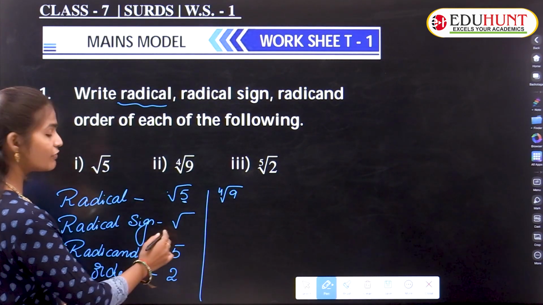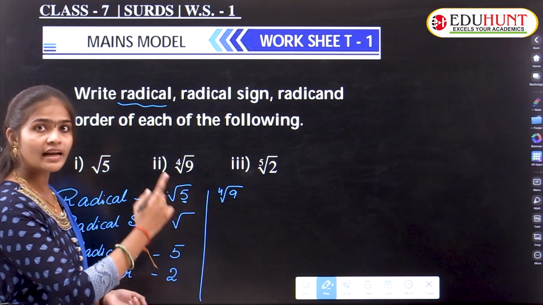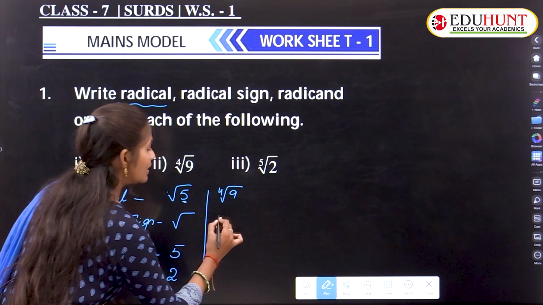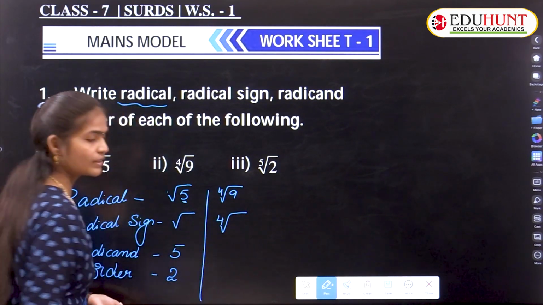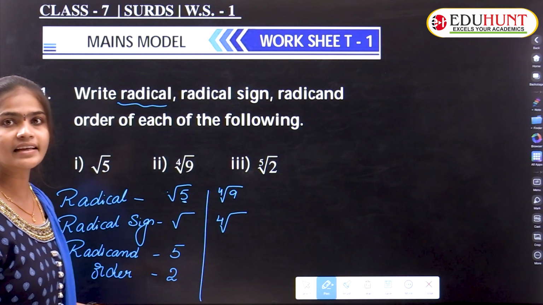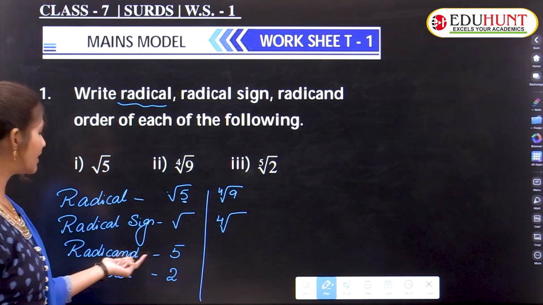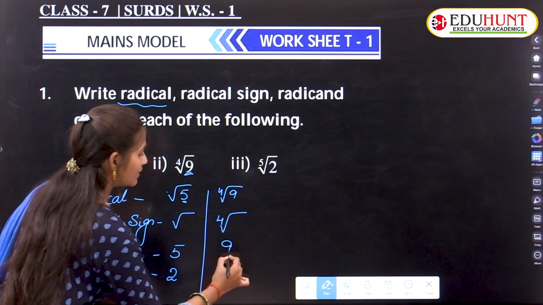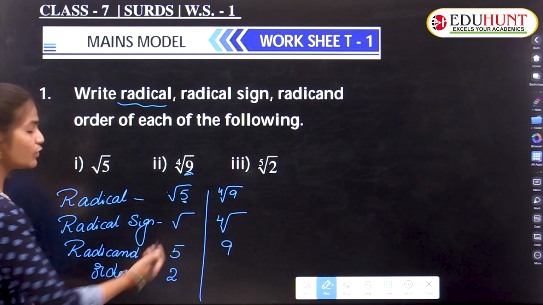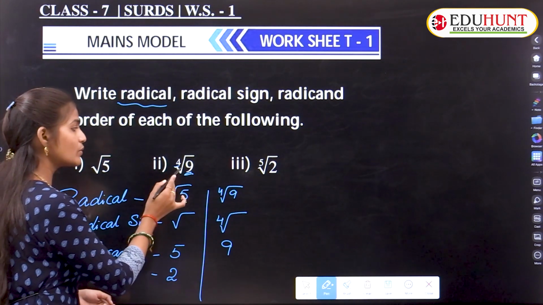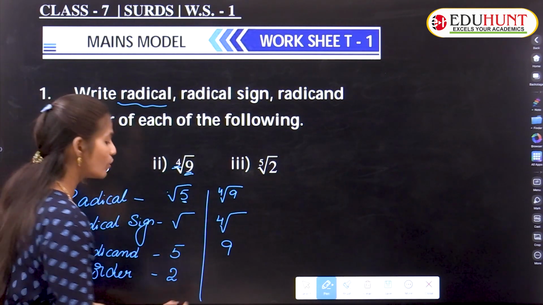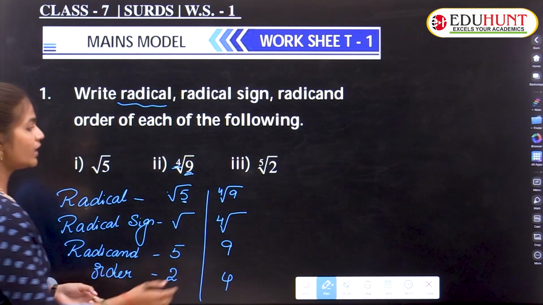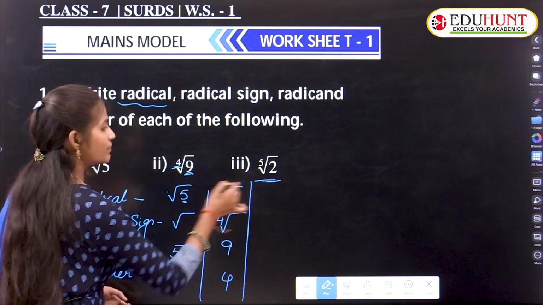From that we need to identify the radical sign. While writing the radical sign, we have to include the order also. So here the radical sign is 4th root. Next we have to write the radicand. What is the radicand here? That is 9. Next we need to write the order. So n is equal to 4. So here its order is 4.